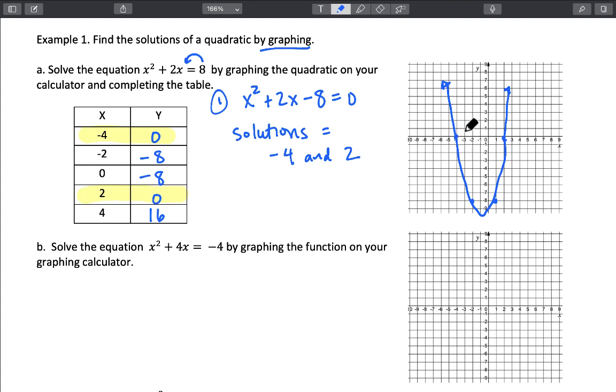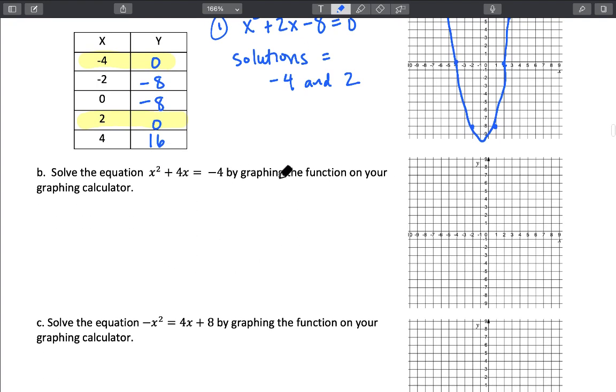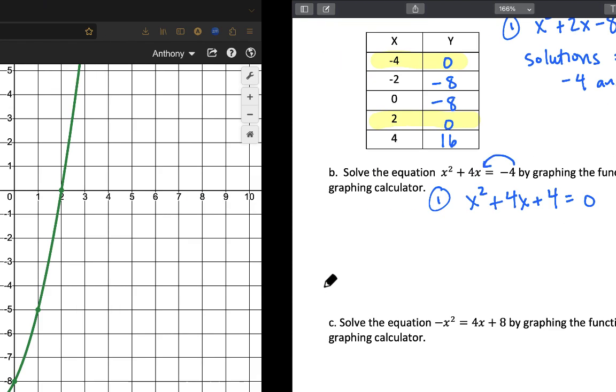All right, in this first part of example 1, we saw that we had 2 real solutions. In our next graph, we're going to take a look and see what happens. Solve the equation x squared plus 4x minus 4 by graphing the function on your graphing calculator. So again, step number 1 is to write this in standard form, x squared plus 4x. And now we're going to add the 4 over and set it equal to 0. All right, let's go back to Desmos.